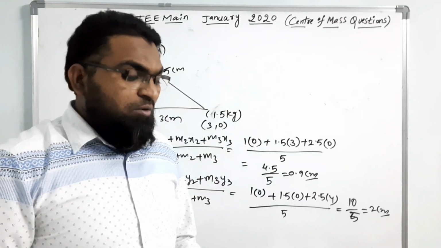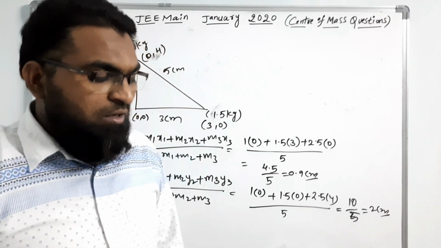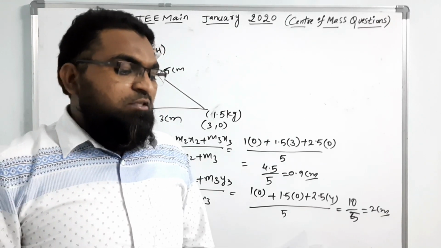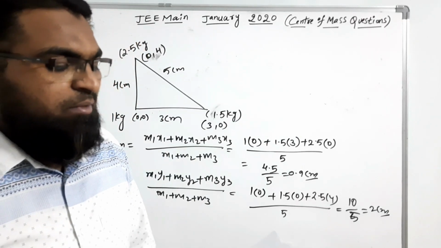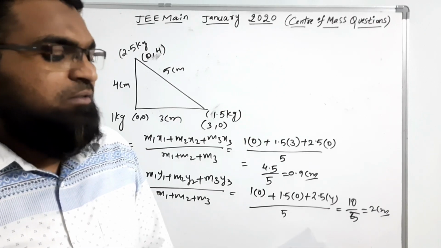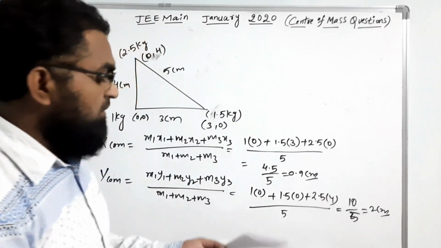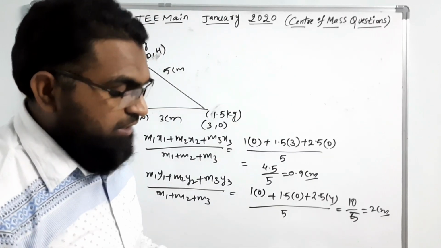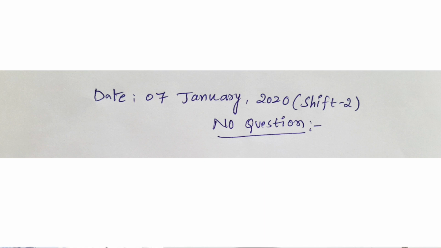Don't get confused here by 0.2 centimeter. Among the options, two options are similar, but actually the second option is correct. What is the second option? 0.9 centimeter to the right of 1 kg and 2 centimeter above 1 kg. So the second option is correct. Next question. Actually, January 7, 2020 shift 2 had no questions on center of mass.